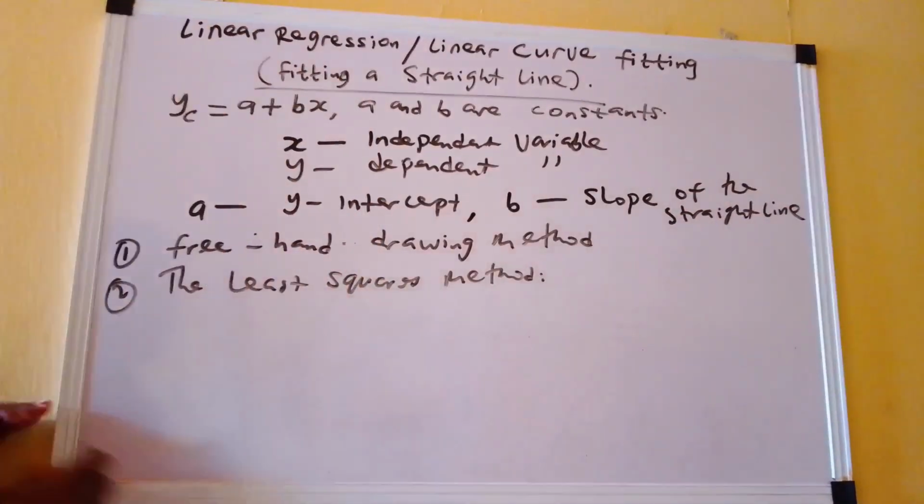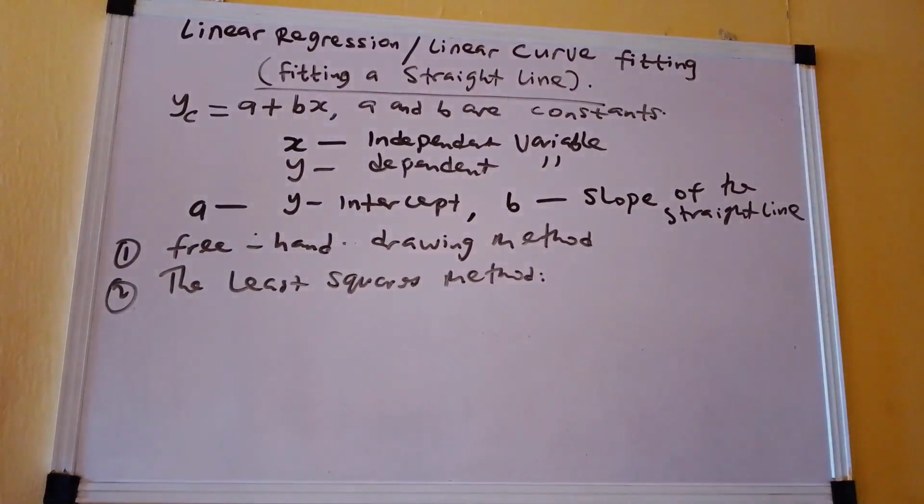B is the slope of the straight line. A is our intercept. A indicates the height on the vertical axis.